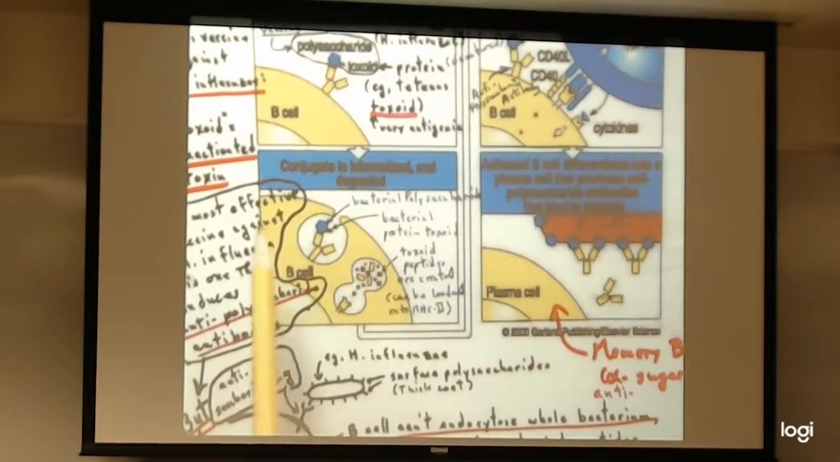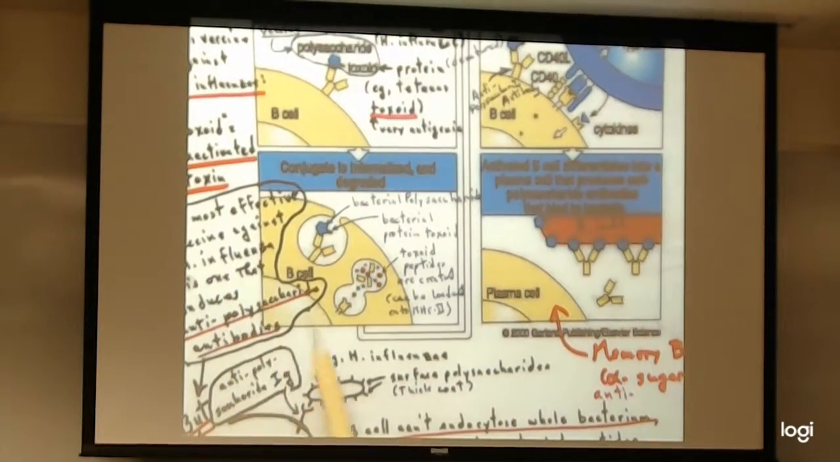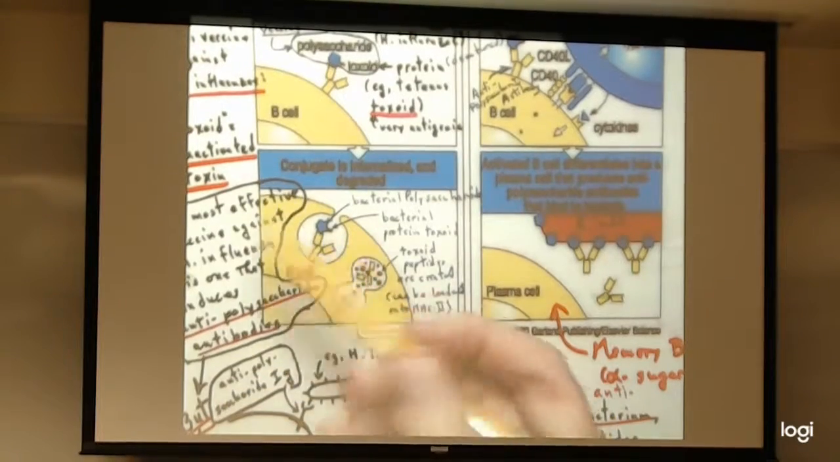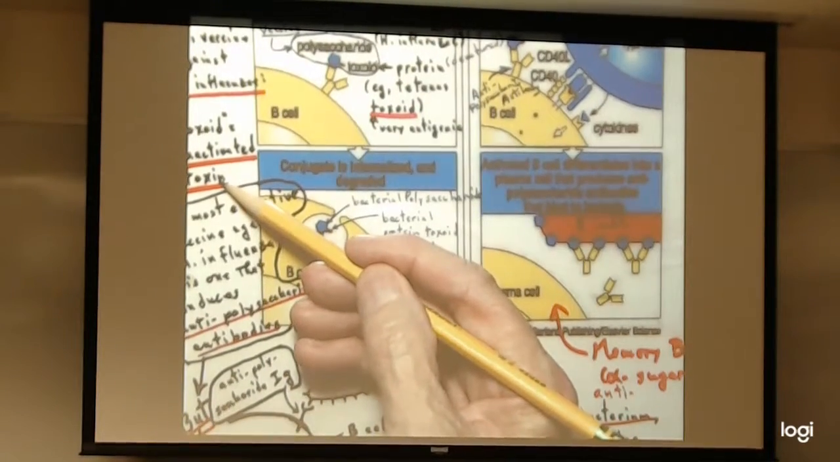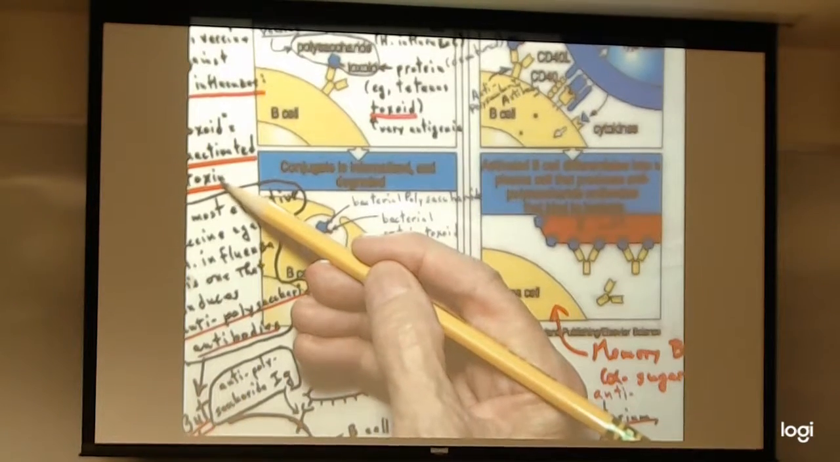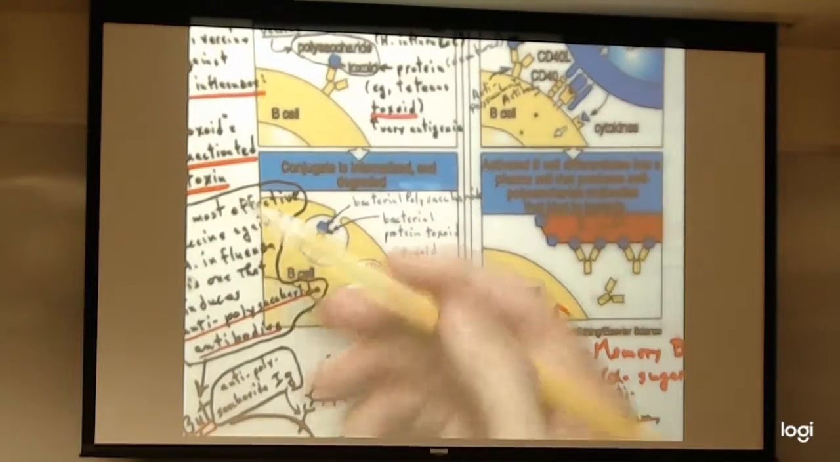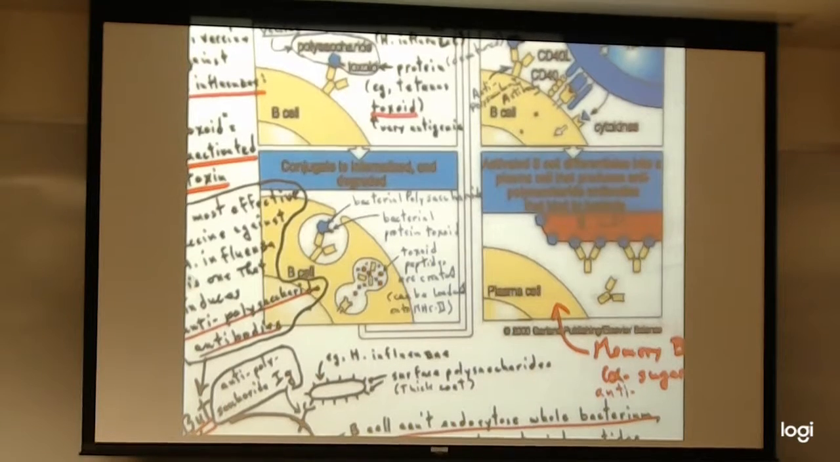We take a protein that's very antigenic. It's a bacterial toxin protein, but it's been inactivated. Whenever you use a toxic protein and then enzymatically kill it, we call that now a toxoid protein. A toxin becomes a toxoid.